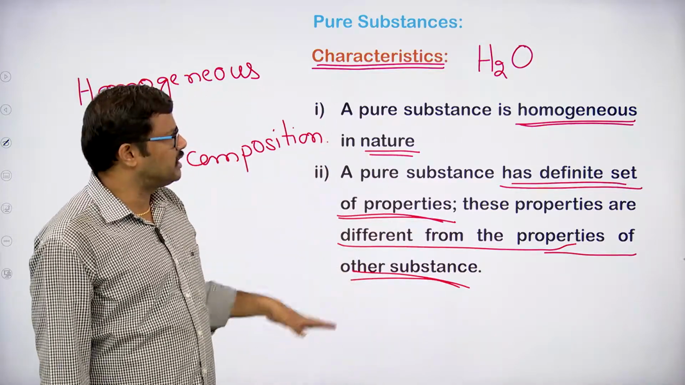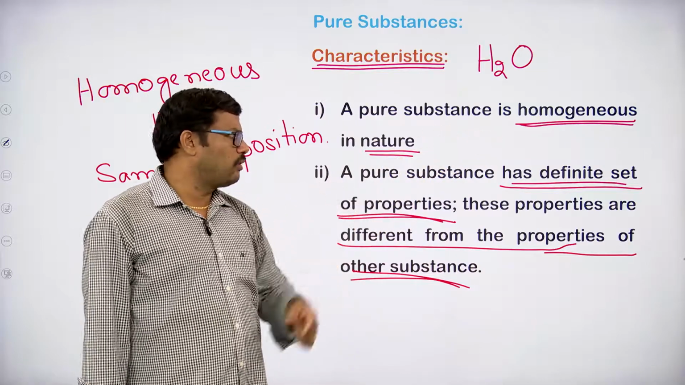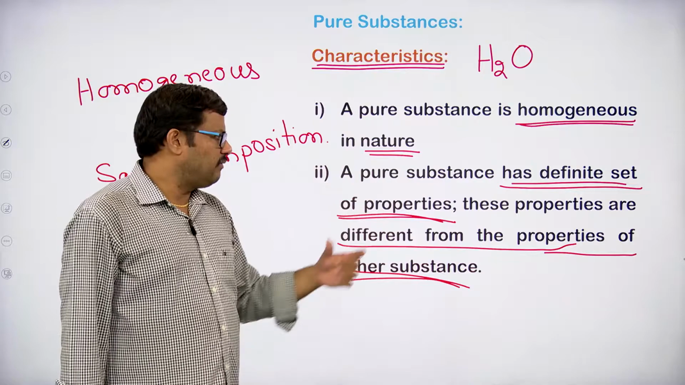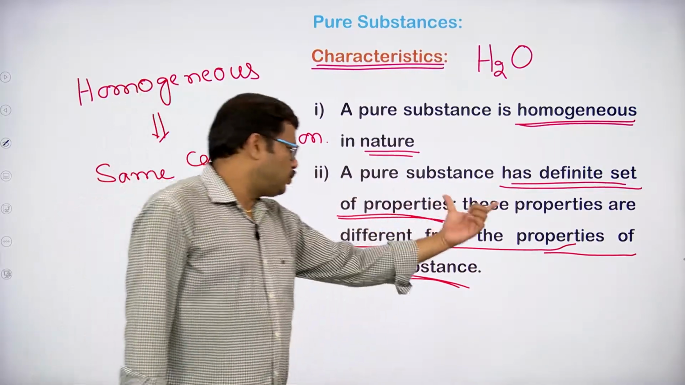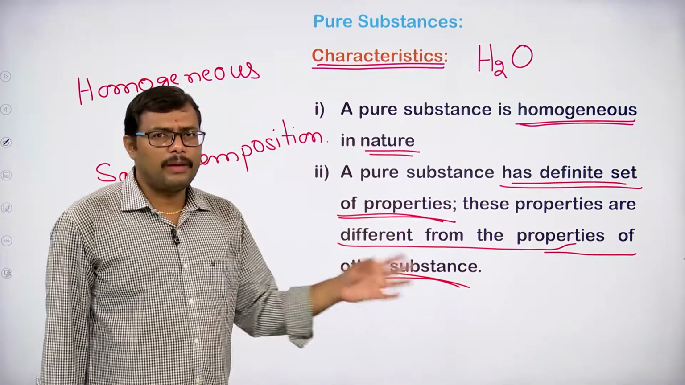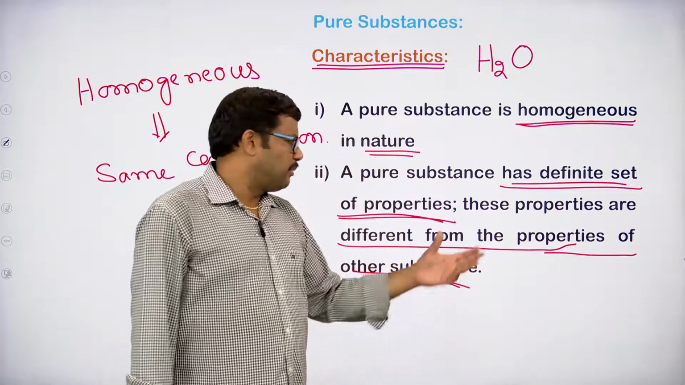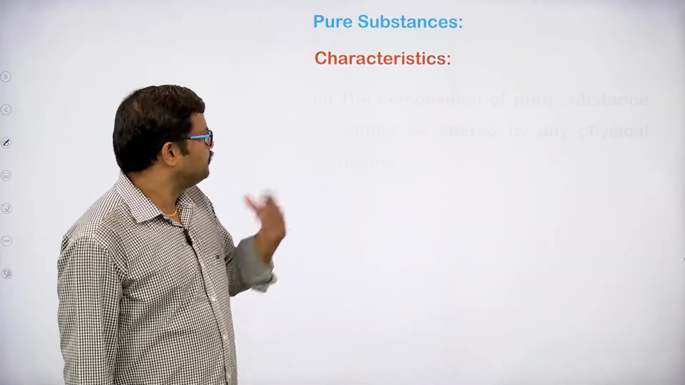So pure substances generally exhibit homogeneity; the composition will remain the same throughout the mixture, throughout the compound. Moreover, they will have a definite set of properties. So the properties are going to be fixed, and these properties are different from the properties of other substances. When we compare with other substances, the properties of the pure substance are going to differ.